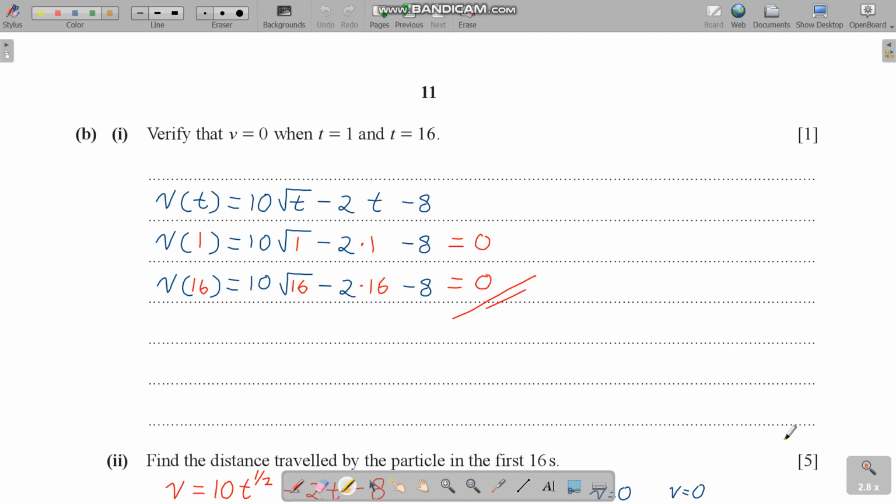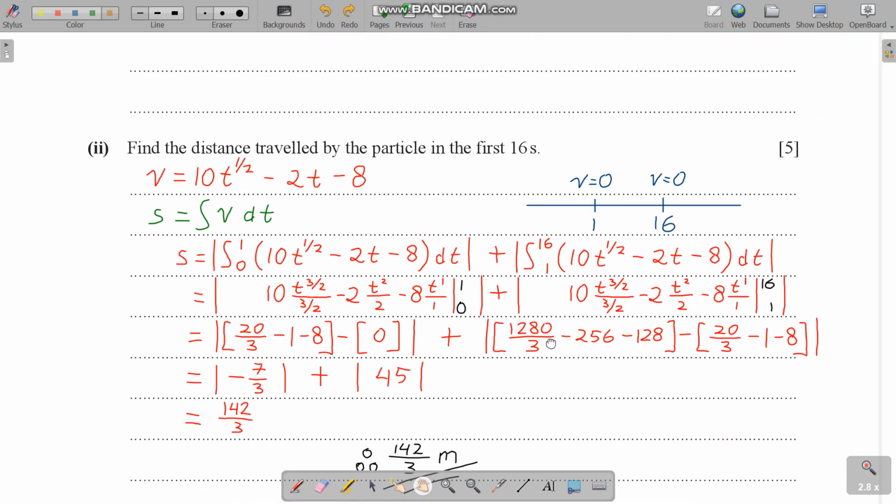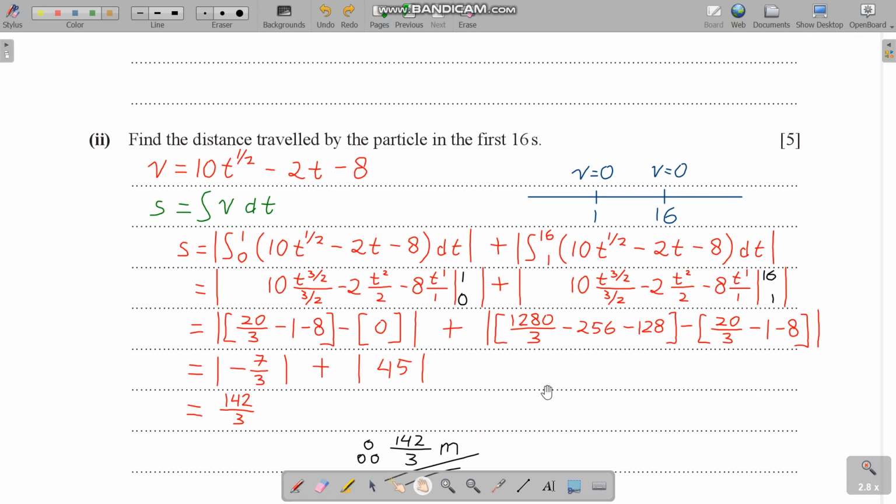Verify that v is 0 when t equals 1 and 16. So we have the velocity function. We just plug in the times 1 and 16, and we're going to get 0. That's it. And now find the distance traveled by the particle in the first 16 seconds.